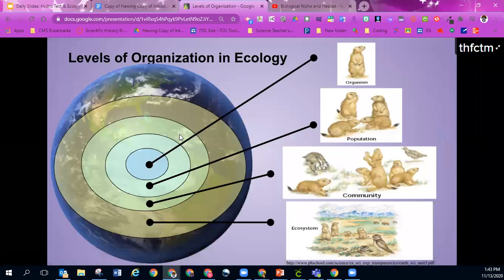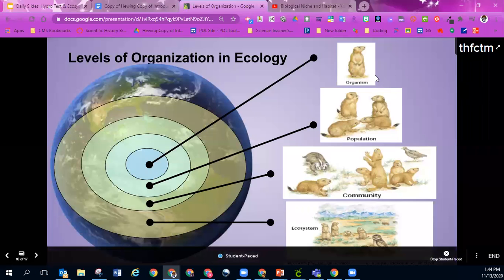All right, so just to recap, we have our smallest piece of our ecosystem, or the very basic part of ecology, is going to be the organism. We then have populations, which is a collection of the same organism. And then we have communities, which are multiple populations working together in the same area, does not include the abiotic factors. And then you have your ecosystem that does include the community as well as abiotic factors that are in the area.